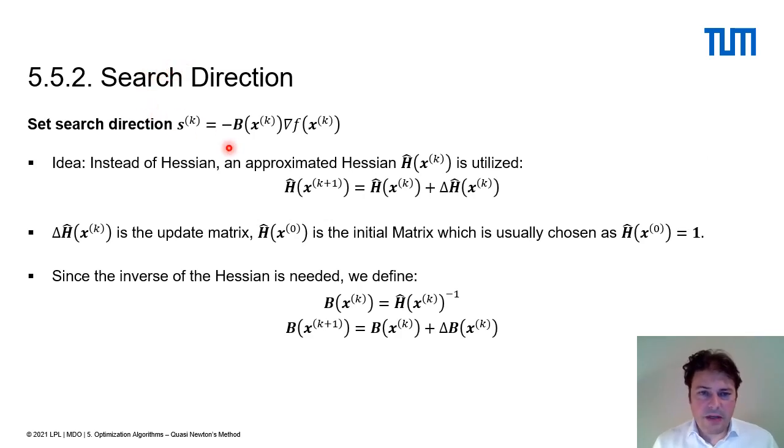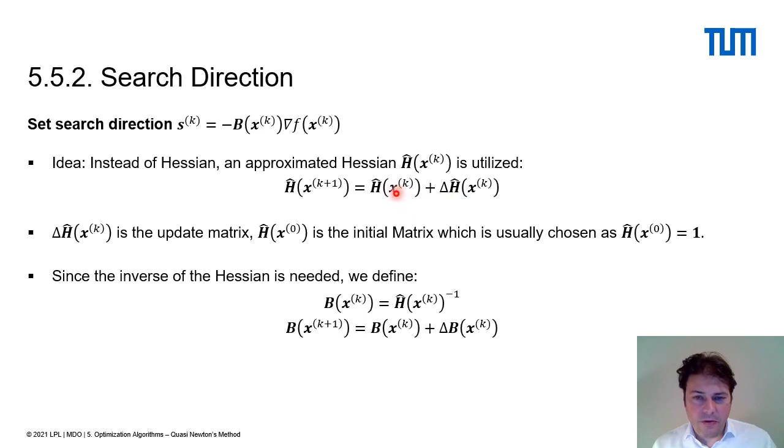How does the update work? So this is the definition of the search direction. And we need to know what a good value or what a good formula for B would be. The Hessian will be approximated by an estimate plus an update. And the update will be such that the Hessian will evolve towards the real Hessian.